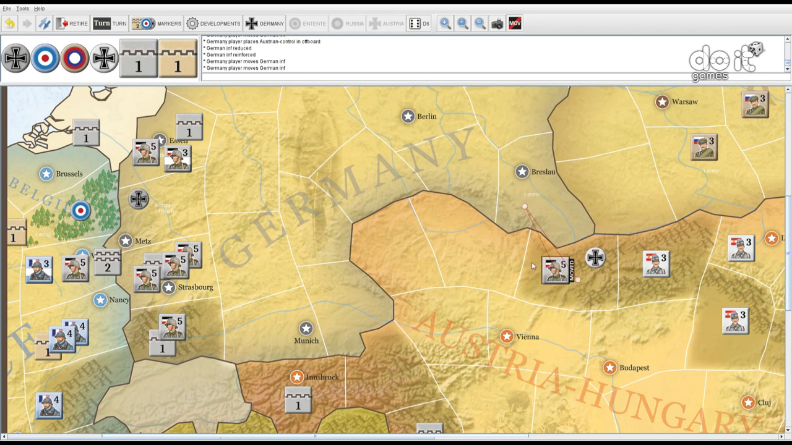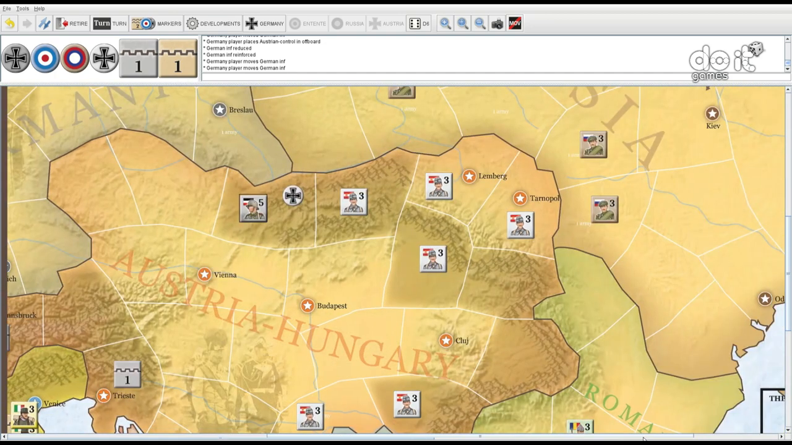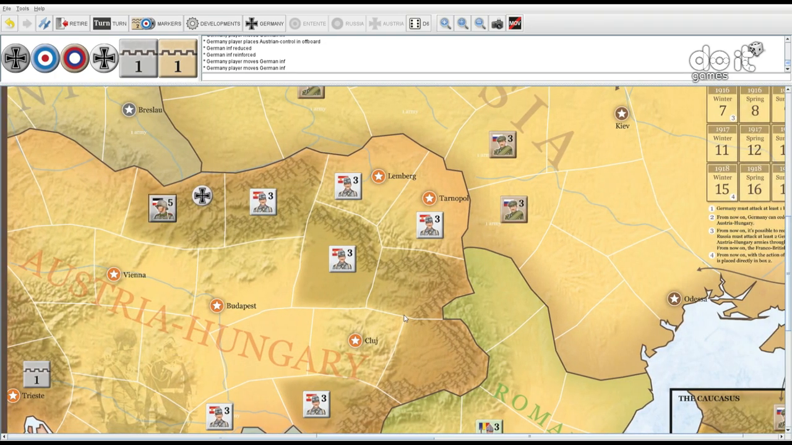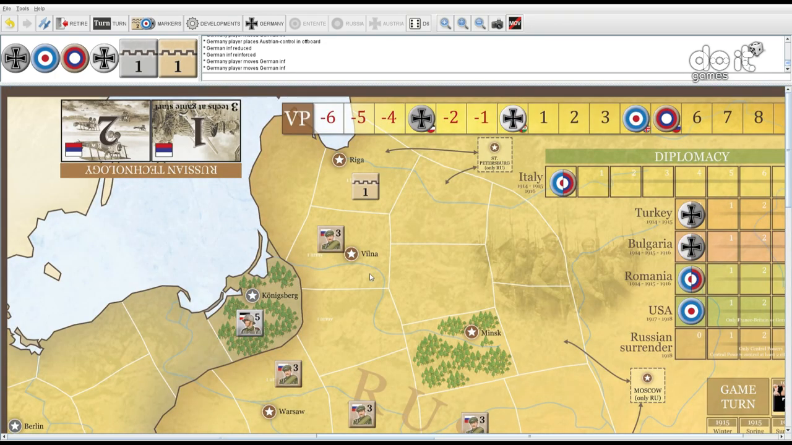This is quite simple. There is just a limitation to do this, I think. Let me check in the rules. From 1915, the Germans can give armies temporarily to Austro-Hungarians. And I think that's all.